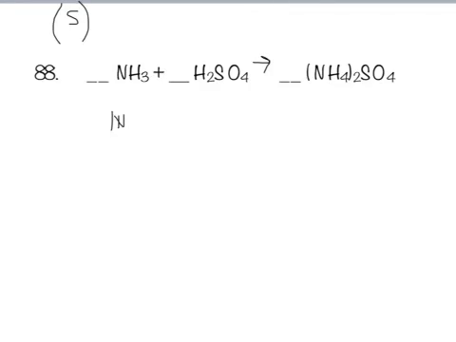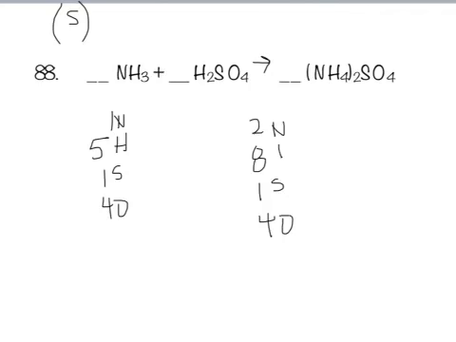Let's see, 1 nitrogen. We have 5 hydrogens, 1 sulfur, 4 oxygen. On the product side, we have 2 nitrogens. Hydrogen, I have 8. I have 1 sulfur and 4 oxygens. Okay, so let's see here. If I put a 2 here, this is going to become 2 nitrogens. Hydrogen is now 2 times 3, which is 6, plus 2, 8. Lo and behold, we have balanced it with 1 coefficient.